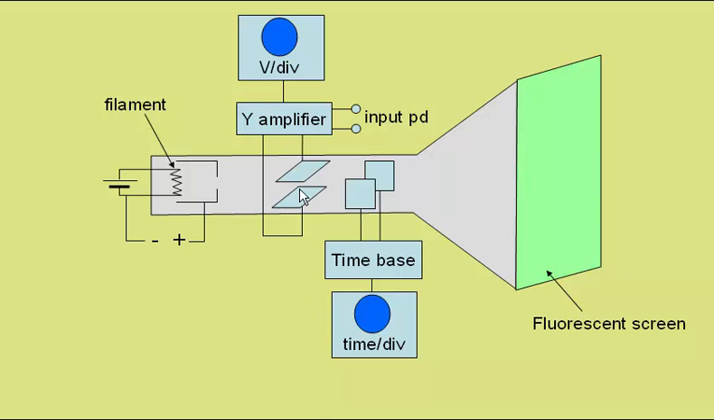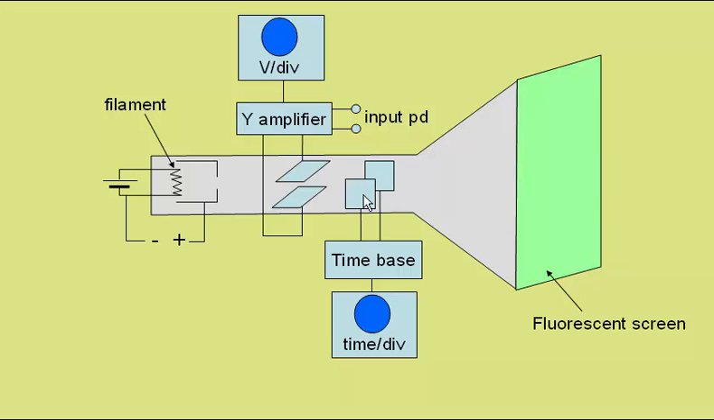These plates are connected via an amplifier to the input potential difference, the potential difference we're trying to measure. If the top plate is made positively charged relative to the bottom plate, the electrons passing through will be attracted towards the top plate and be forced upwards. The degree of force given to the electrons relative to the input potential difference is controlled by this button. This is given in terms of volts per division on the screen. More of this later.